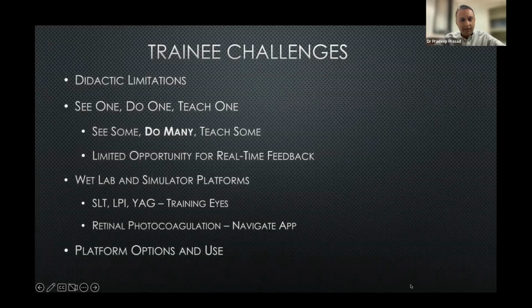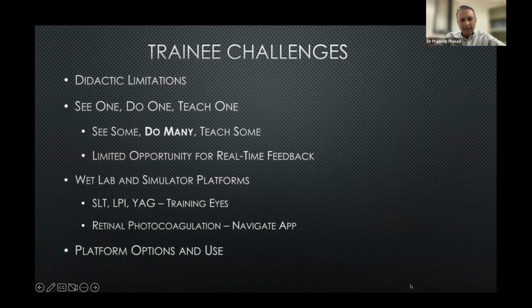And that's the challenging part when trying to teach somebody how to do laser, especially residents and fellows early on in training. The other challenge that we face, especially as educators, is that there's limited opportunity for real-time feedback. Traditionally, there's some discussion before training, but the feedback is after the treatment's already been rendered rather than being a real-time process.